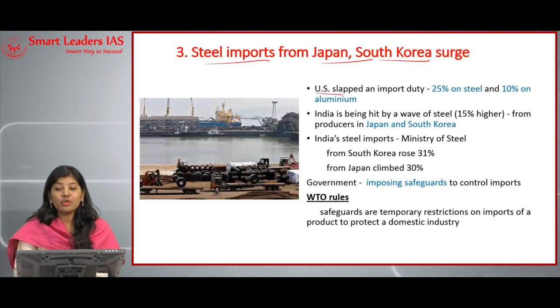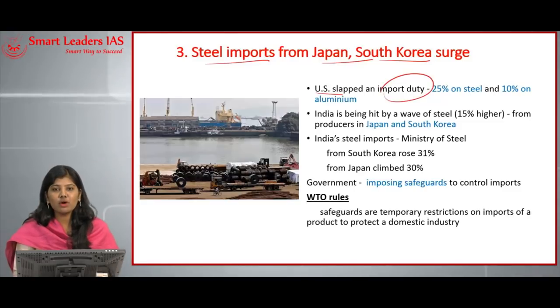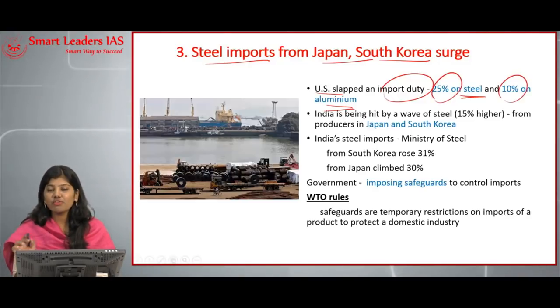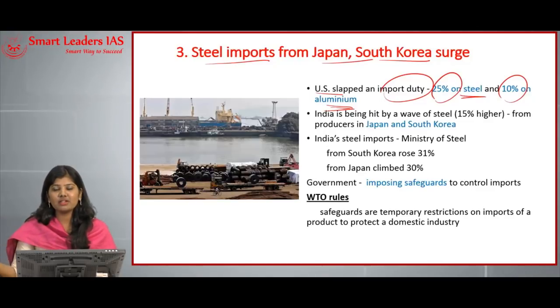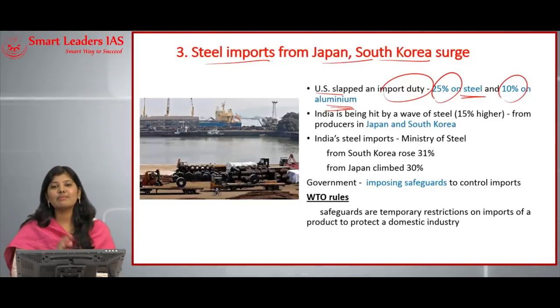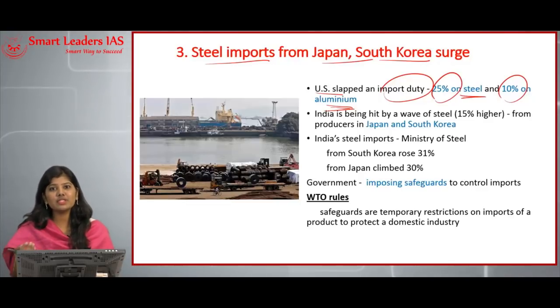The third article is steel imports from Japan and South Korea surge, which means we all knew that the US is imposing import duty or tariffs on steel and aluminium, which is like 25% import tariff on steel and 10% import tariff on aluminium over Turkey. Which in turn affects Turkey's export, right? It is not going to export its steel and aluminium to the US. So it turns its products towards other countries. Whichever countries are affected by the tariff, they are going to export all their steel and aluminium to other countries, not to the US.